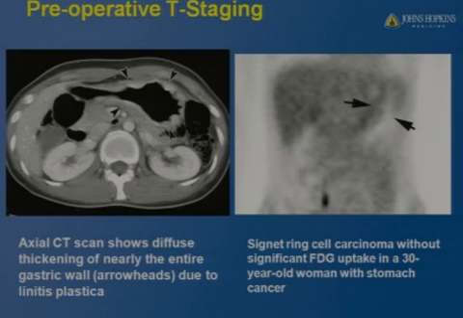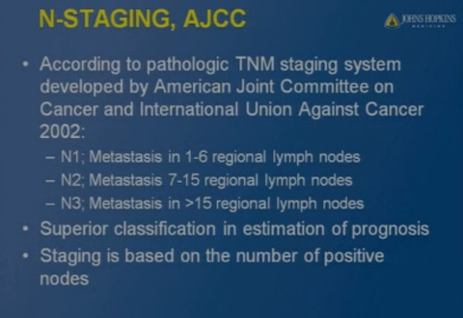This is a case where on the axial CT scan we see a diffuse thickening of nearly the entire gastric wall, shown by the arrowheads. This patient received an FDG imaging study, where we don't see much significant uptake in the gastric wall because it was a signet ring cell carcinoma without FDG uptake in this 30-year-old woman with stomach cancer.